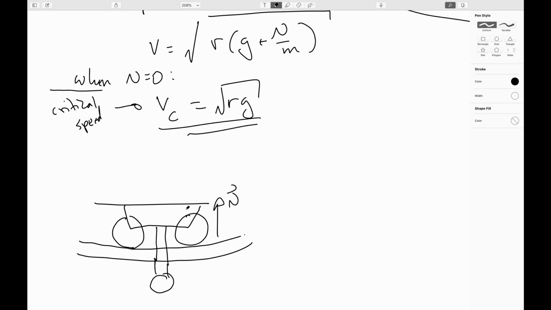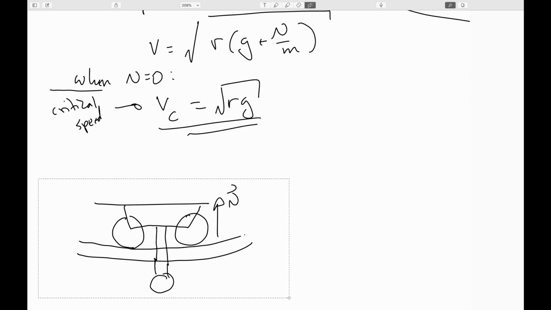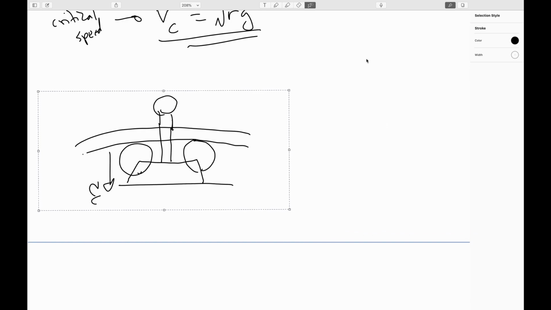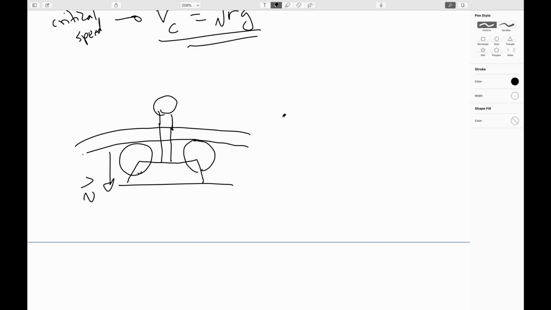So in normal operation, the big wheels are interacting with the track, and you get the normal force pointing perpendicular to the track. This is if we were, say, at the bottom of the hill, the way I have this drawn right now. In fact, let me flip this. There we go. That's better. So at the top of the loop-de-loop, our normal force is going to look like this.